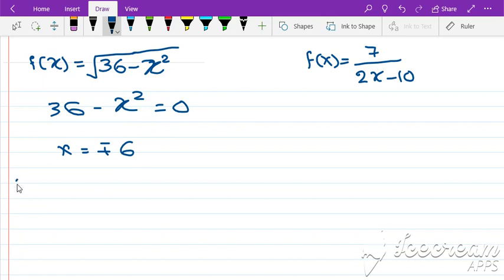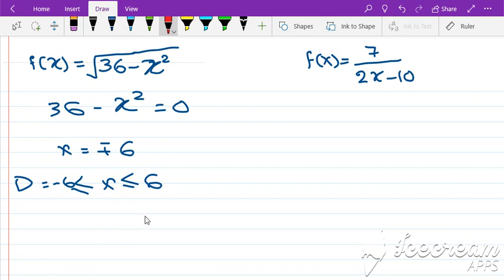So the domain is equal to x, where x is more than or equal to negative 6 and less than or equal to 6. Why? Because if we take 7, for example, 7 is not in the domain. So the function must be undefined at 7.